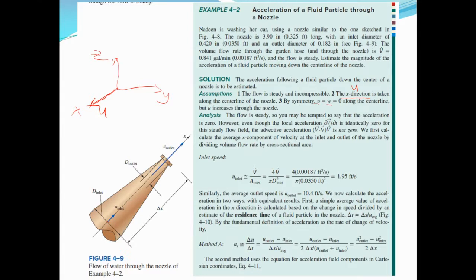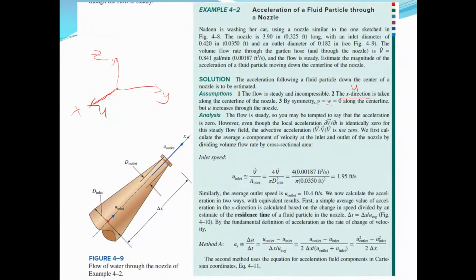But U increases through the nozzle. The particle here is accelerated towards the end because of the reduction in the cross-sectional flow area, and that is what we need to find. Now, the flow is steady, so you may be tempted to say that the acceleration is zero. However, even though the local acceleration is identically zero for this steady flow field, the advective acceleration is not zero.